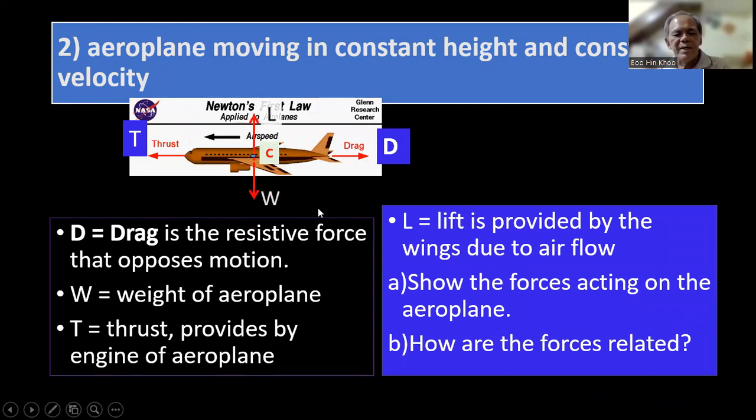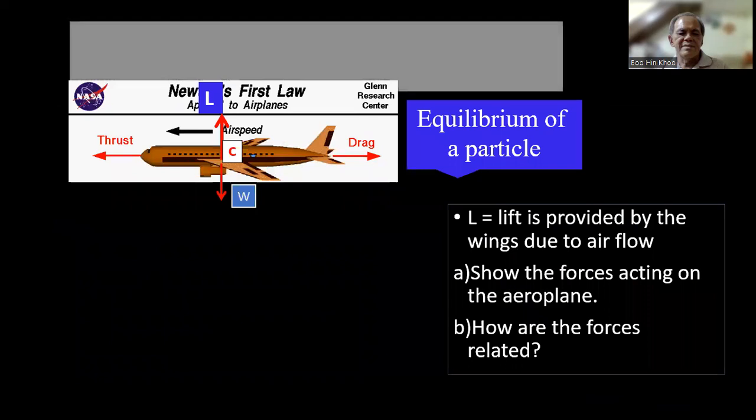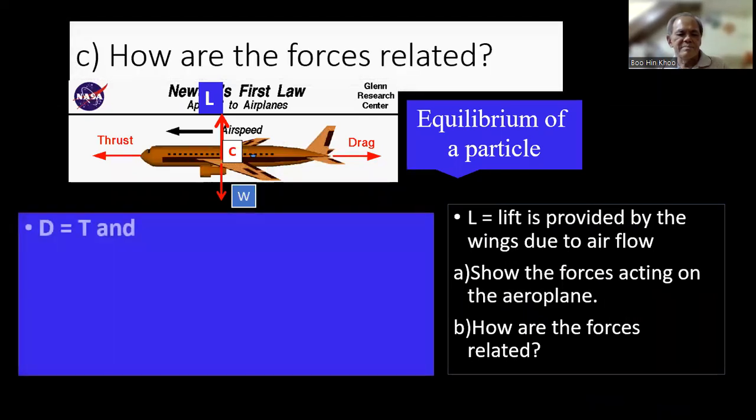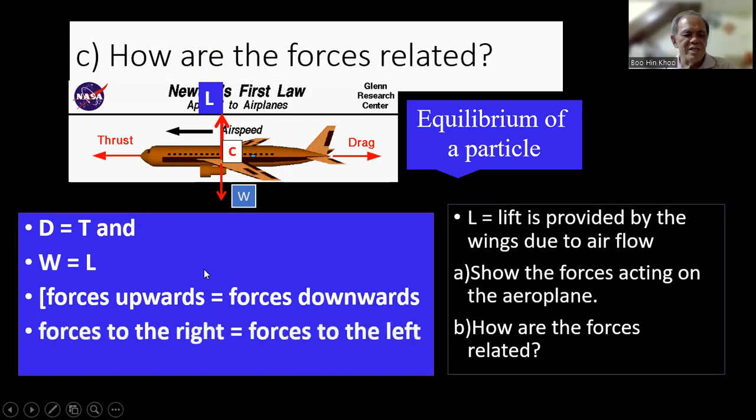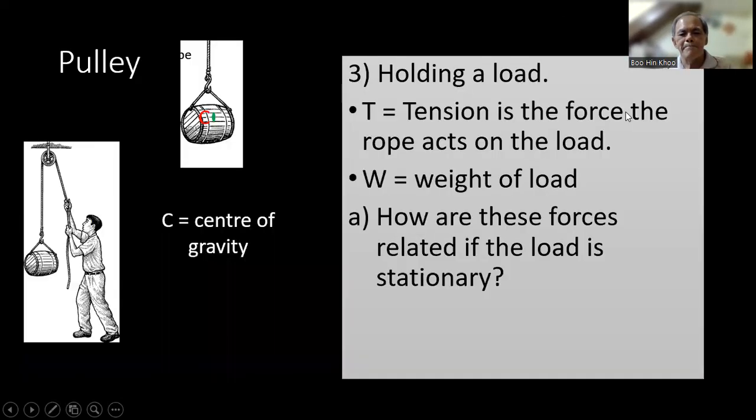Right? The lift will be outwards there. How are the forces related? Drag equals the thrust. It is constant velocity, constant height. Weight equals your lift, or forces outward equal forces downwards. Forces to the right equal forces to the left. Right? The aeroplane is in equilibrium.